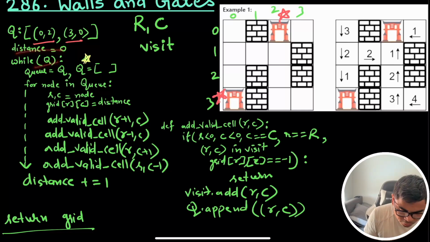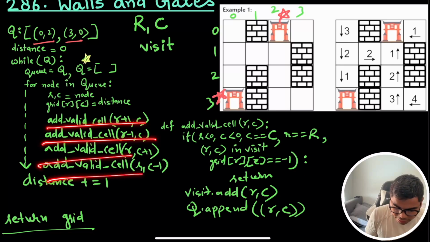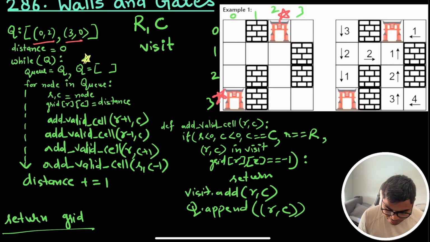Then we start exploring. If the queue is not empty, the queue has been loaded into this new queue so that I can explore all the nodes in this new queue at the same level. Then I take out its indexes. Then I assign that distance to that particular address, and the distance starts with 0 because we are starting with the gates. Then I'm going to add all the valid cells to my neighbors. This is the valid function. We have already been through it. Now this will call all its neighbors.